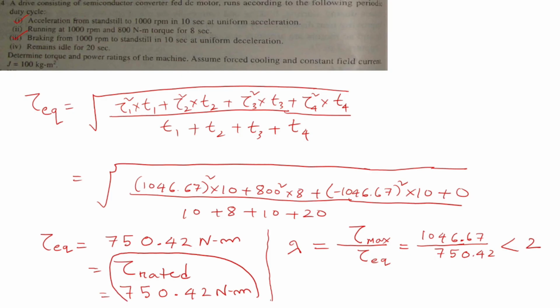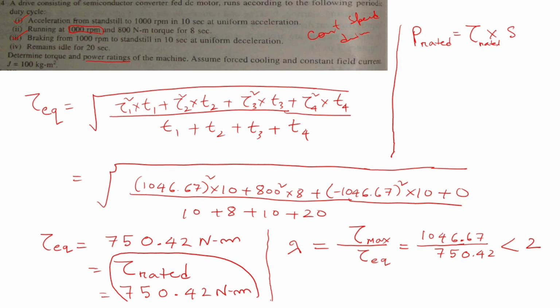And also in the question we have to find the power rating. Here I am solving this. We can see that this is a constant speed drive. Therefore the power and torque relation will be: power rated will be tau times the speed, and the tau will be the rated tau to find the rated power, and speed will be 1000 rpm, as the drive is running at 1000 rpm.